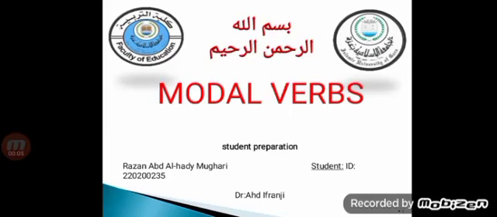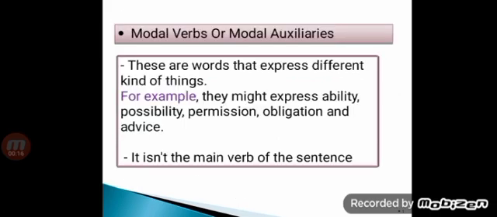In this lesson, I want to explain how to use modal verbs properly and how to avoid making the most common mistakes that sometimes we make. First of all, modal verbs or modal auxiliaries. These are words that express different kinds of things. For example, they might express ability, possibility, permission, obligation, and advice. And it isn't the main verb of the sentence.